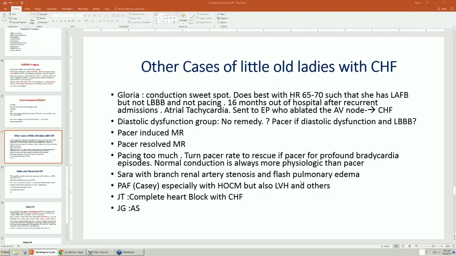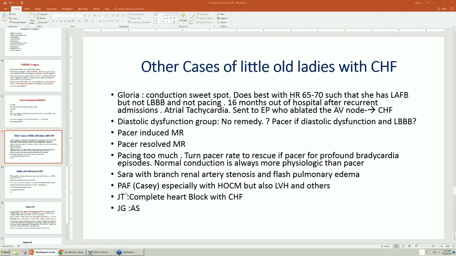Some other funny things to congestive heart failure: renal branch artery stenosis, flash pulmonary edema, the lady across the street from me. I got tired of getting up at 3 in the morning and rescuing her, and so we found this and fixed it, and she didn't have congestive heart failure ever again. Paroxysmal atrial fibrillation can cause a problem, especially with LVH or HOCM. Got to get rid of the atrial fib.